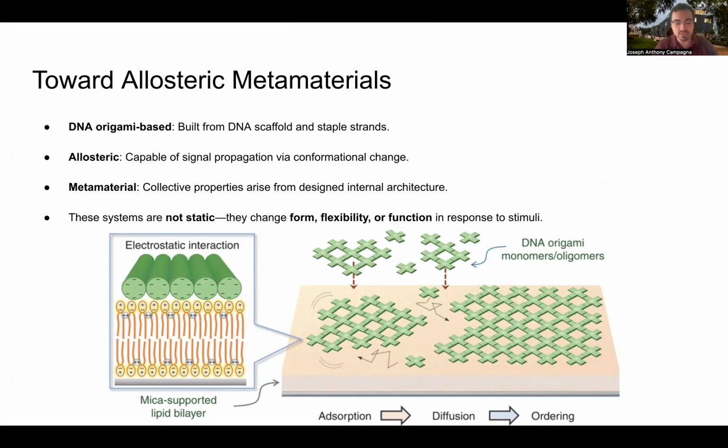So you have some Japanese researchers here who investigated a similar cross-shaped DNA origami lattice that experiences adsorption to a lipid adhesive. And what happens is when you affect something at the leftmost end, it will, in principle, affect something on the rightmost end, and that is allostery.